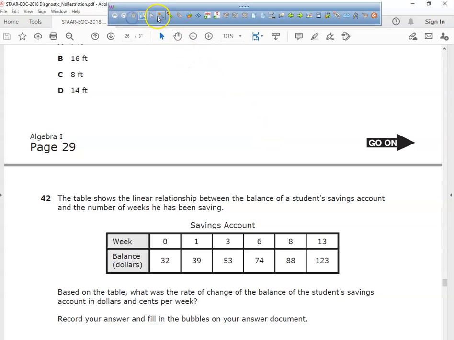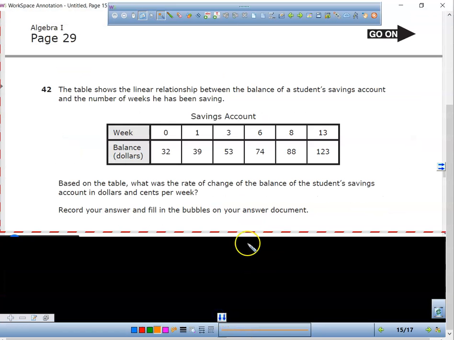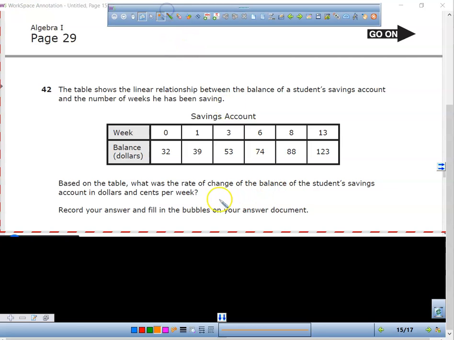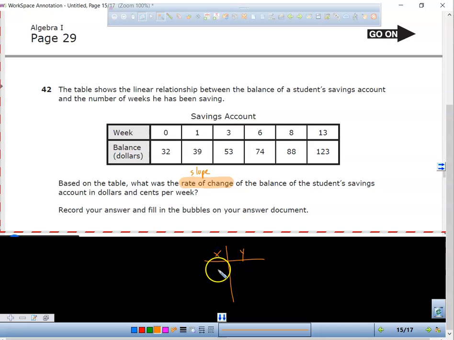So here's what I want you guys to do on this one. We're not going to take a lot of time on this one. All I want you guys to do is write the words: rate of change. And what word are you going to put above rate of change? Slope. Put slope. Okay? So we're not going to write down all the points. I just want you guys to put 0, 32, 1, 39.